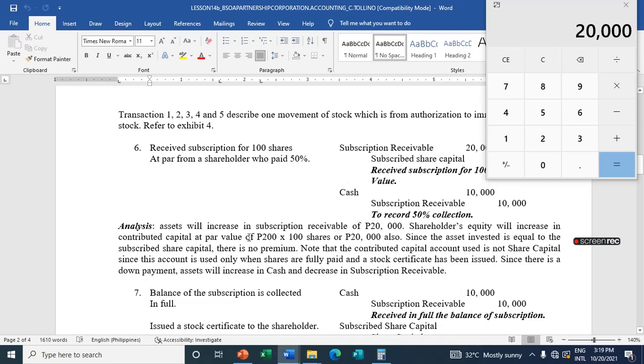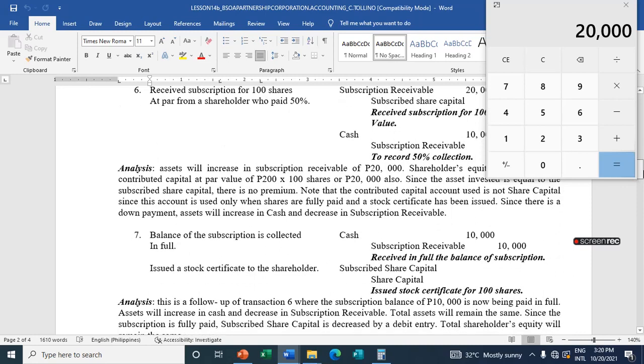Ayan. Assets will increase in subscription receivable of 20,000. Shareholders' equity will increase in contributed capital at par value of 20,000 also. So, since the assets invested is equal to the subscribed capital, there is no premium. Syempre, wala siyang premium. Sakto-sakto lang naman yon. So, note that the contributed capital account used is not a share capital since this account is used only when shares are fully paid and therefore nag-i-issue sila ng stock certificate. Okay?